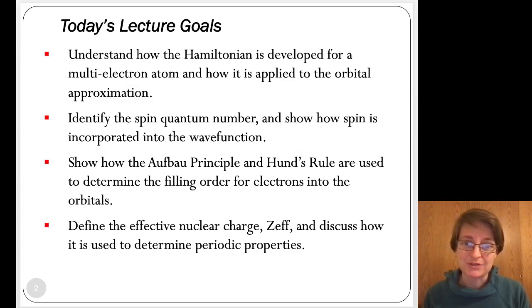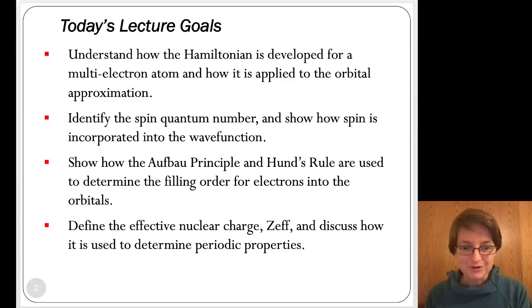The second thing we're going to do in today's lecture is that hopefully many of us have been missing our fourth quantum number that we learned about in general chemistry, that spin quantum number m sub s. Today we're going to identify what that quantum number is and where it's coming from, and we're going to show you how we incorporate spin into the wave function.